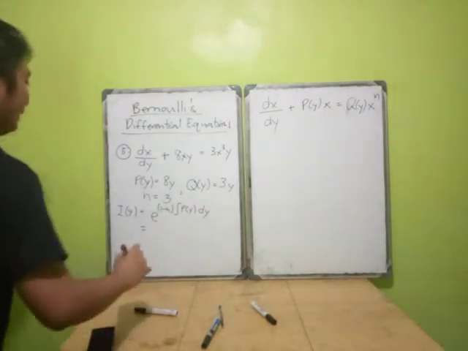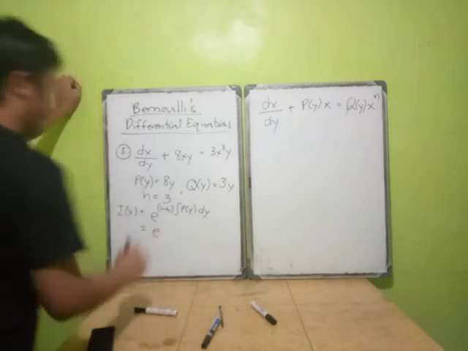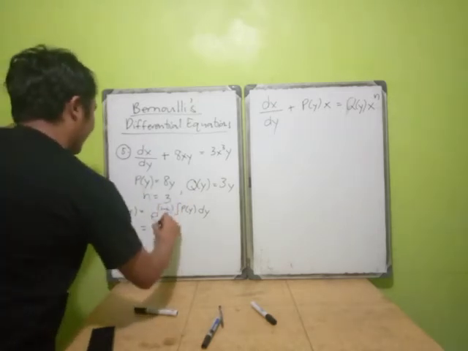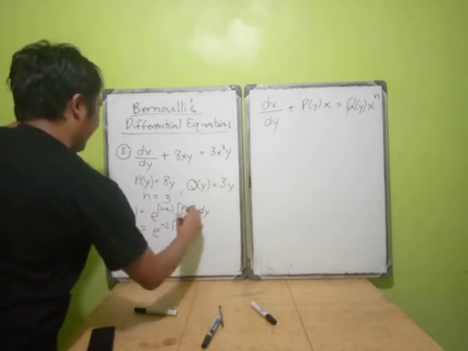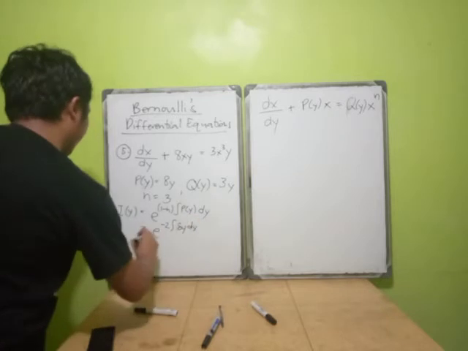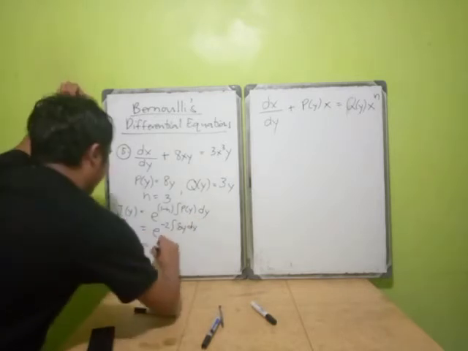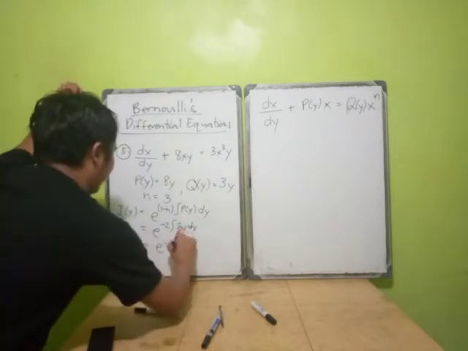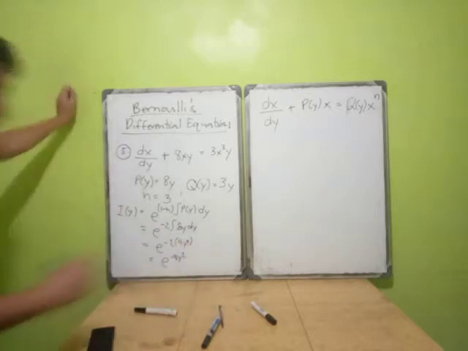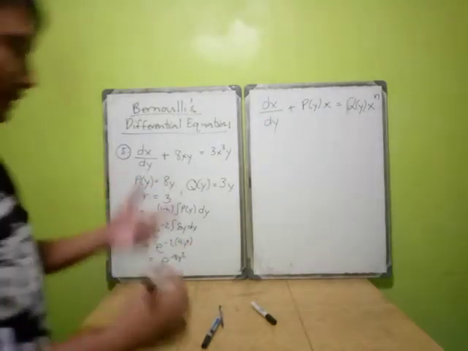Okay. So, ano si py natin? Si py natin is 8y. And then, ang yung 1 minus n natin, so 1 minus 3 is negative 2 to the power of py, which is 8y dy. So, ang mangyayari dito, e to the negative 2 times 4y squared. So, is equal to 8y squared. Ito yung integrating factor natin.